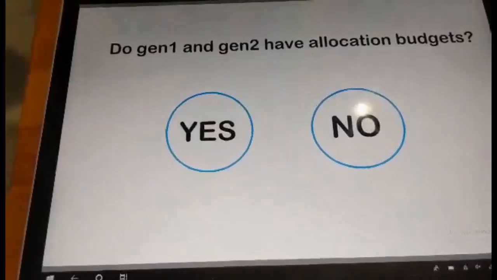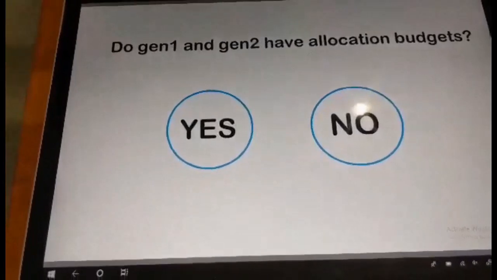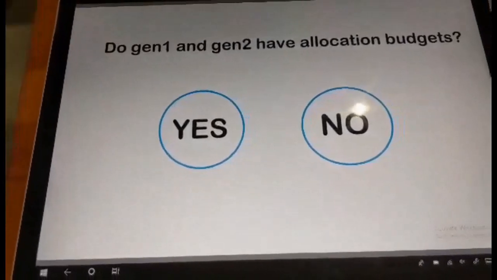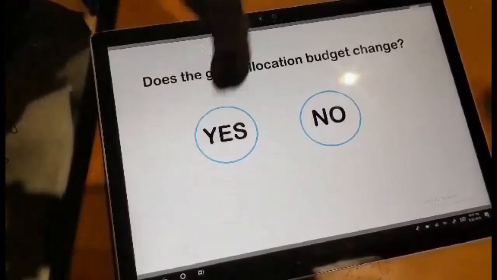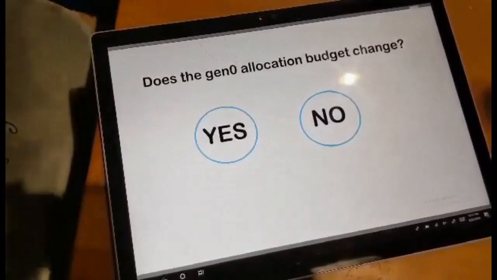The second question was, do Gen1 and Gen2 also have their own allocation budget? Again, the answer is yes. The allocation budget is indeed a per-generation concept. But since you don't allocate directly in Gen1 and Gen2, how are their budgets consumed? Something's allocating into Gen1, and that is the survivors of Gen0.